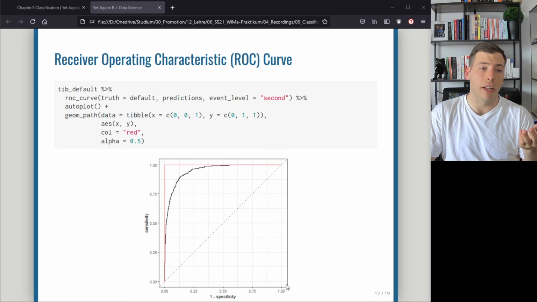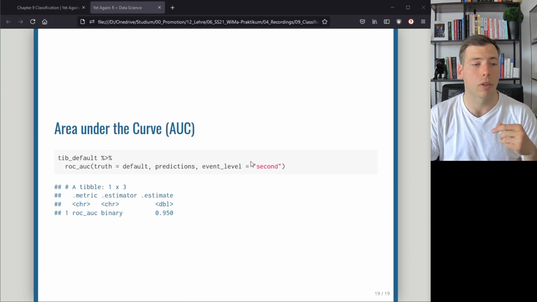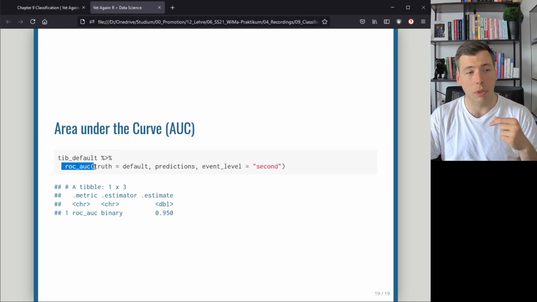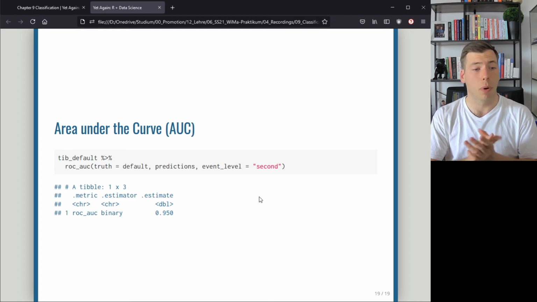In a sense, I can get a metric for my classifier by evaluating the area under the curve, which brings us to the AUC value. We can simply compute this with the yardstick package using the roc_auc function. In our case, we have quite a high area under the curve, 0.95. So in a sense, we found a pretty good classifier in the lecture notes.